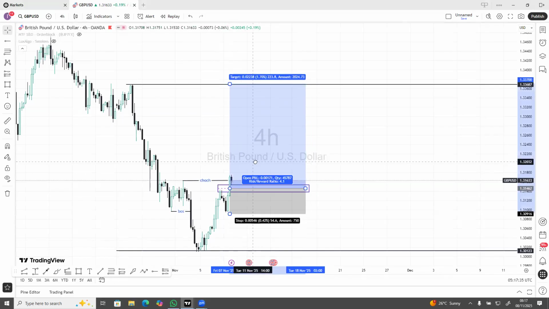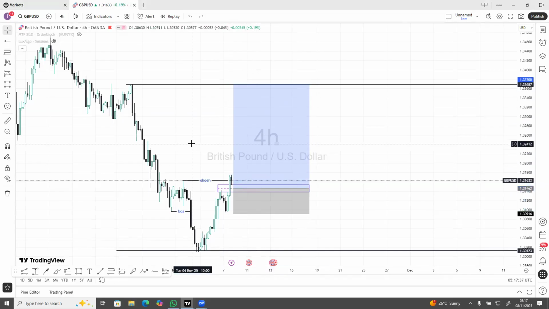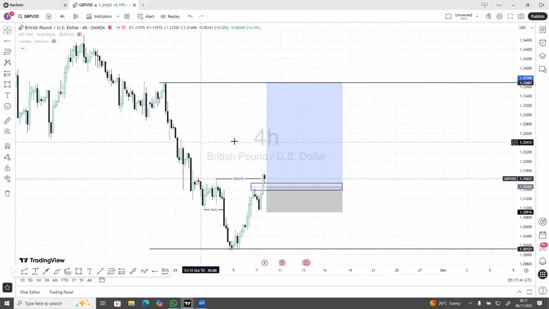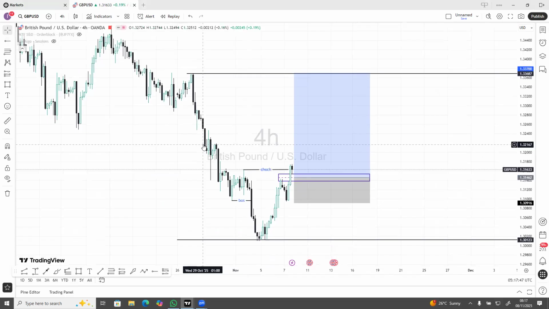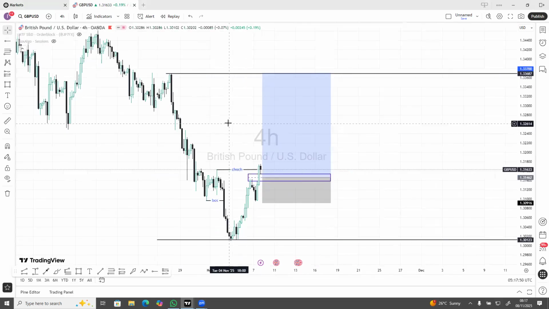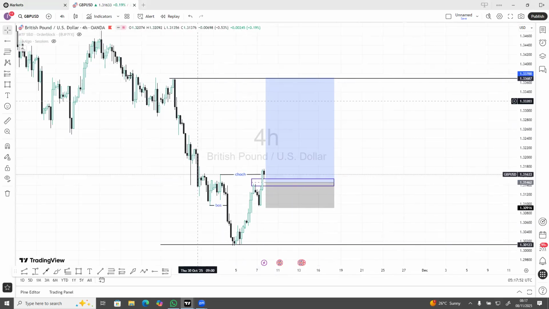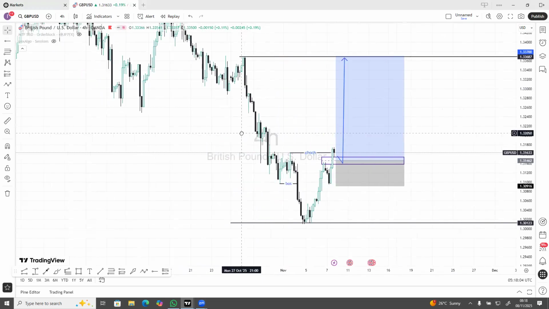223 pips. It's a lot of pips on GBP USD. That is GBP USD, not Euro. So for GBP USD next week, we expect it to execute a buy from that particular zone, and then we'll target that level. Very, very simple and clear.